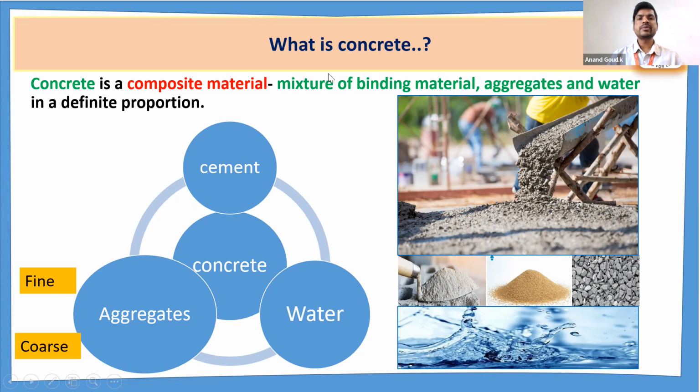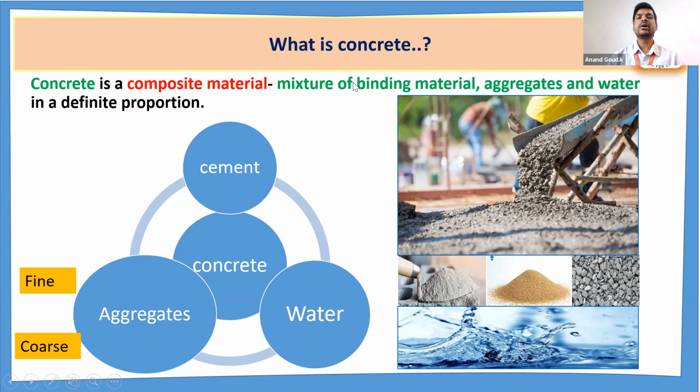So not only cement, that is why here I have mentioned binding. For example, I have kept one material here, cement, but as per the definition, concrete is a mixture of binding material. Binding material is nothing but the material which can bind two materials. So instead of cement you can use any other material which has binding property, like clay or lime. That is why we have to define with binding material only.